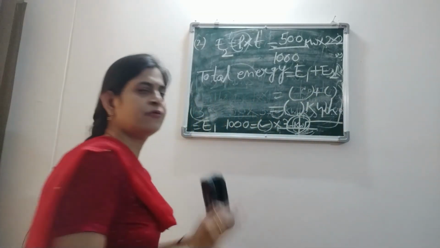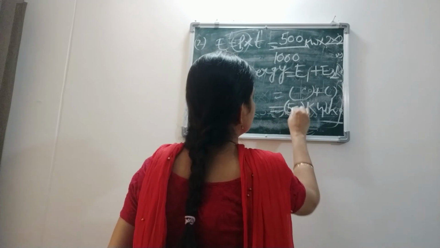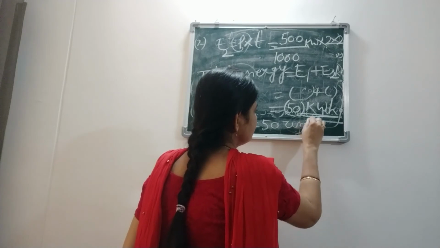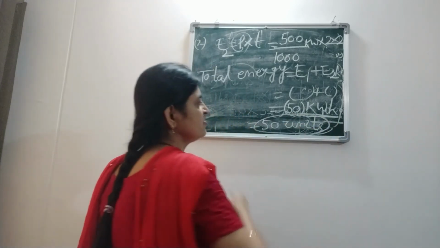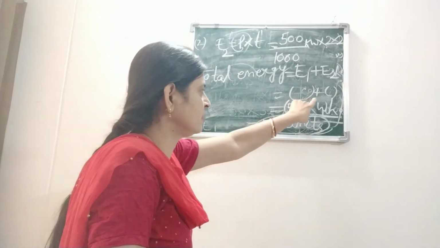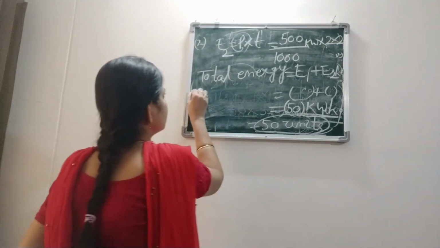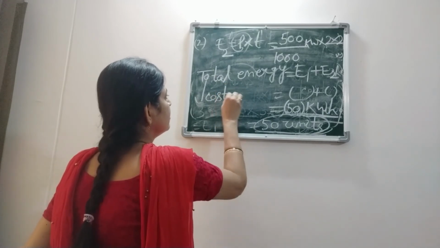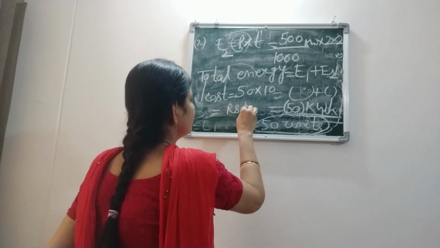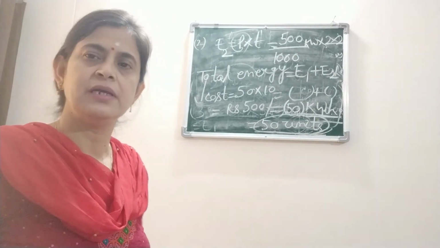Means, for example, suppose this is 50 kilowatt hour. Means instead of kilowatt hour we can write down 50 units. So total energy consumed is your 50 units. Now in your question the cost of 1 unit is ₹10. So cost of 50 units is equal to how much? That is equal to 50 into 10, that is equal to ₹500. Clear?